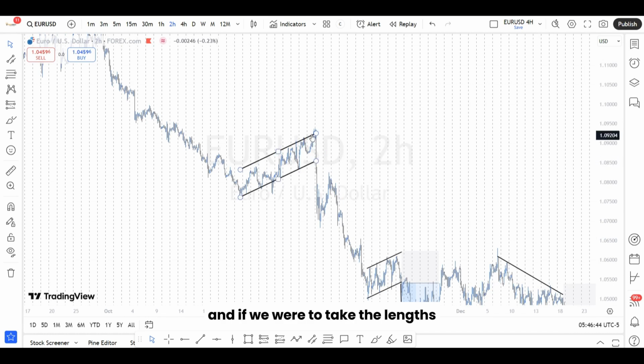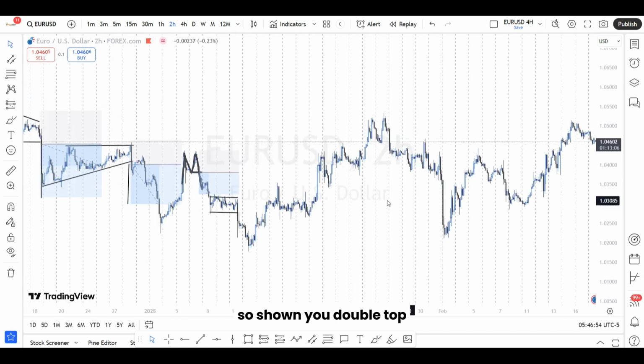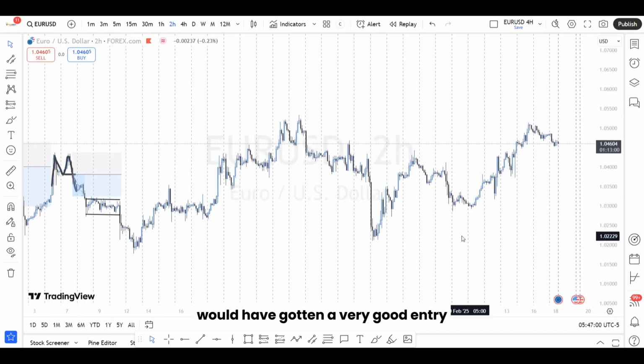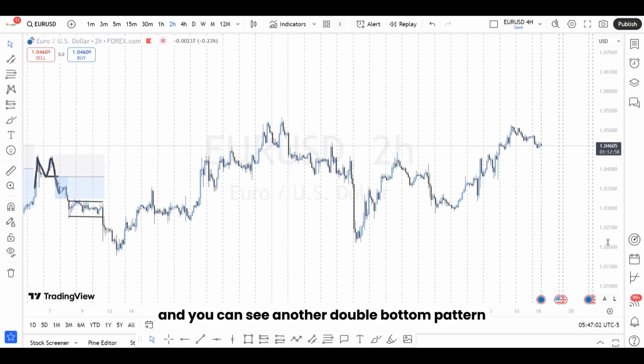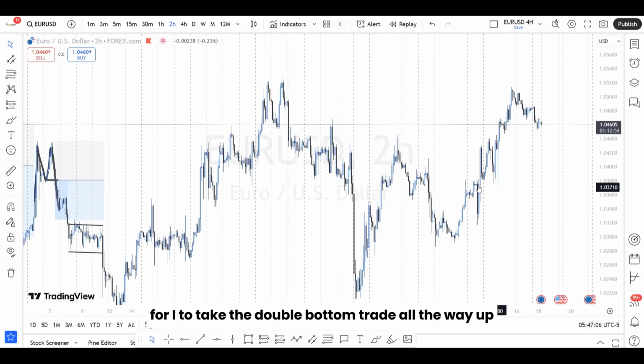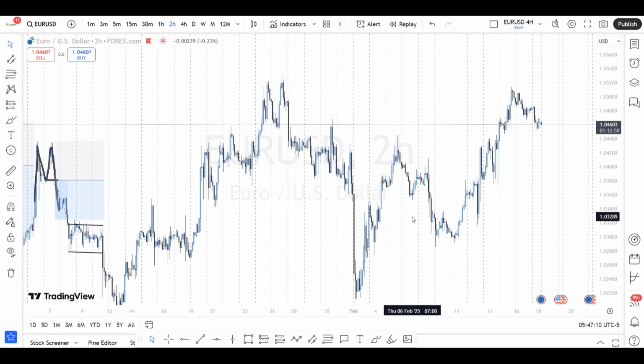And if we were to take the length between these two areas and we trade after the breakout, we would have gotten the entry very well. So, showing you a double top, see another double top pattern here. Double top, if I were to take the trade, would have gotten a very good entry. And you can see another double bottom pattern here. If I were to take the double bottom trade all the way up, would have gotten a very good entry.